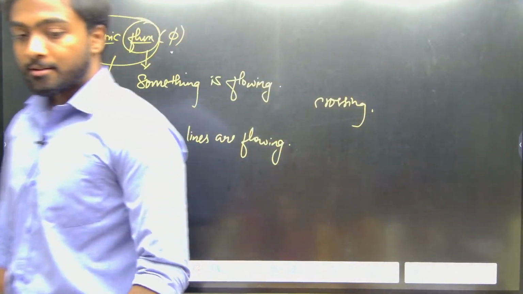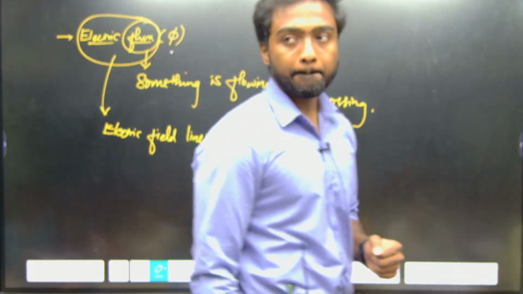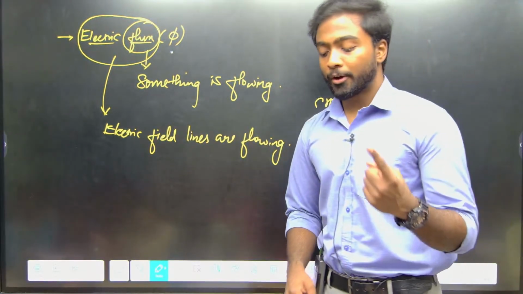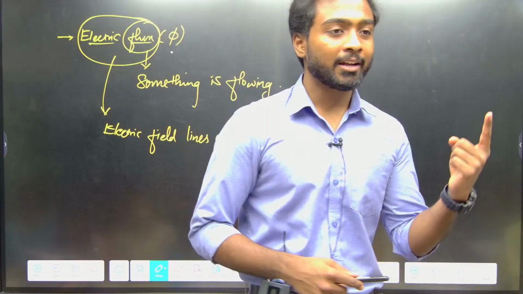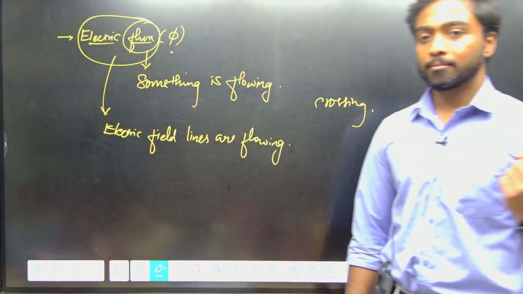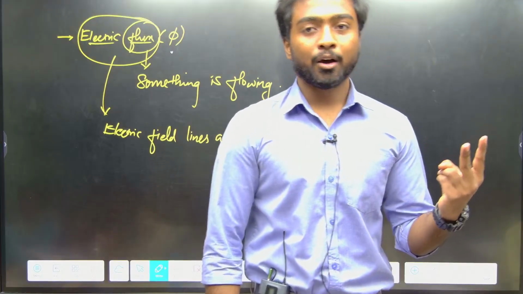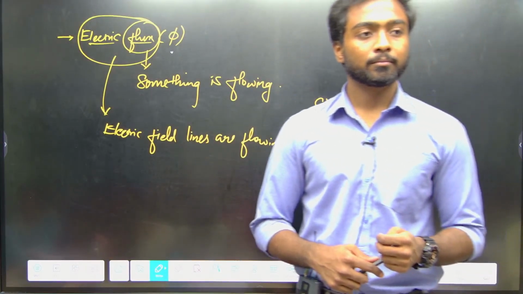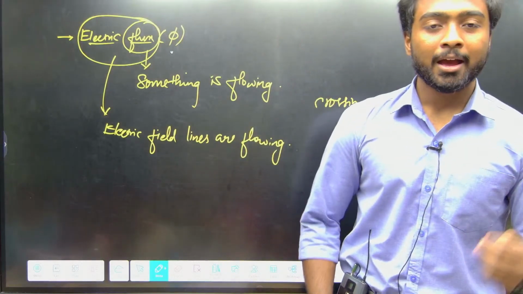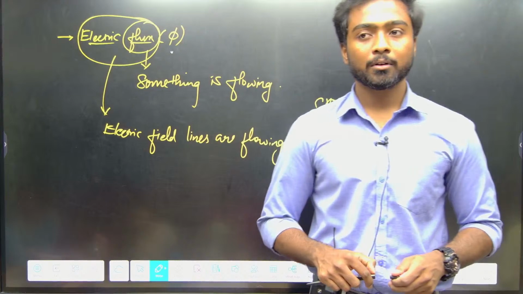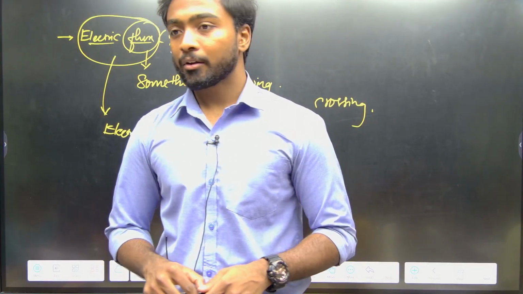Then write the subheading, electric flux depends on. The first point is electric field. The second point is area of cross section. The third one is the angle between electric field and area of cross section.